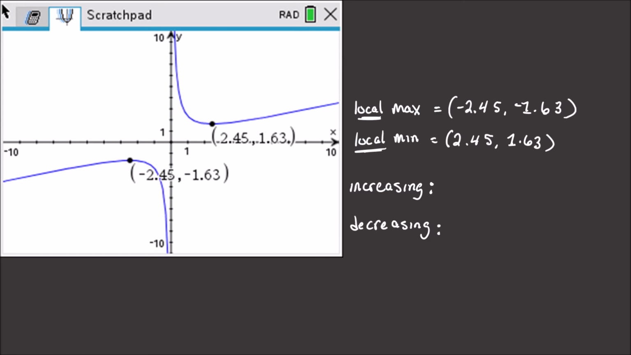So we'd say it's increasing from negative infinity to negative 2.45. But it's also going to be increasing to the right of positive 2.45, so union with 2.45 to infinity. It's decreasing from negative 2.45 to 0, and then again from 0 to positive 2.45.